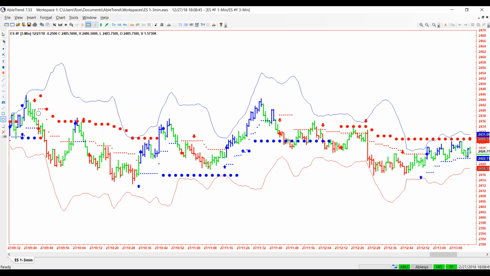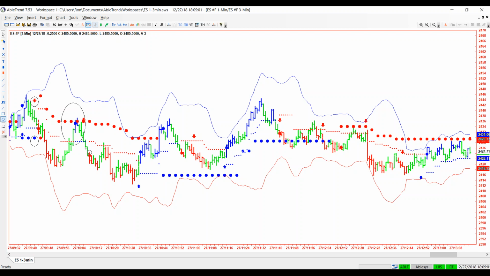Now, you've got a signal here. No, we don't. Sorry, we don't have a signal here because of this blue dot below. Now, I also add the arrows to the chart. It's just a fourth indicator, and it's just giving you a little bit more confirmation. Not super important, but a little extra confirmation. We've got a no trade zone.